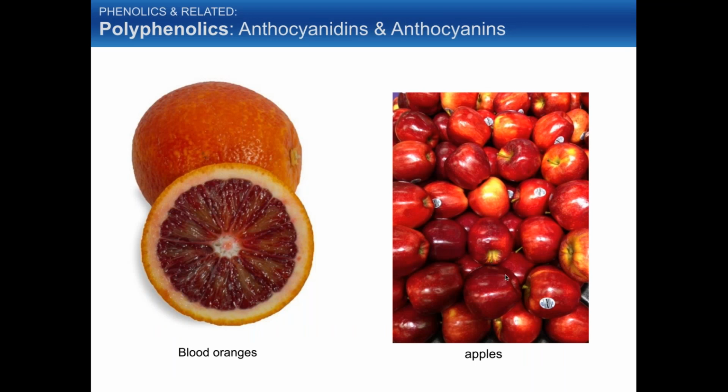Some other sources, blood oranges and apples, the red colors that you find in there are going to be related to these anthocyanins. So normal oranges probably don't have significant amounts of these anthocyanins, but they bred them in the blood oranges that have these compounds as well. So it's like a little added bonus, just like you see with the red cabbage.